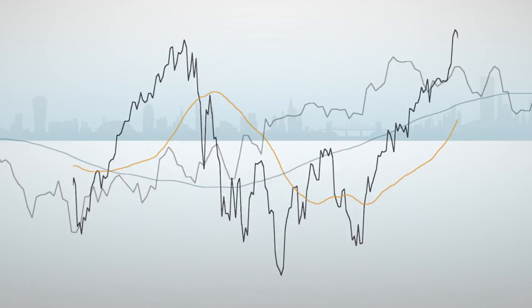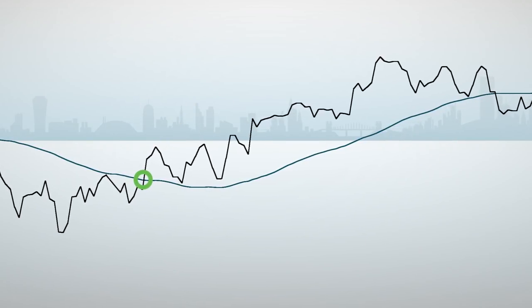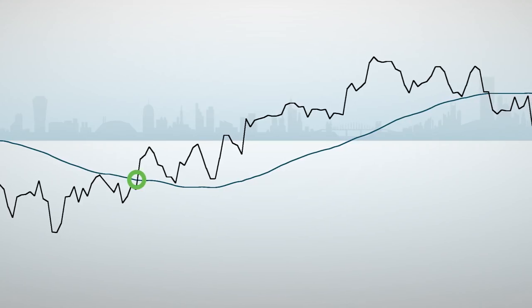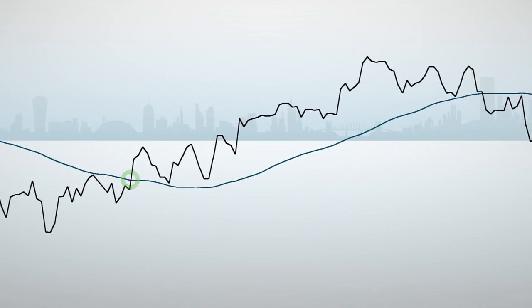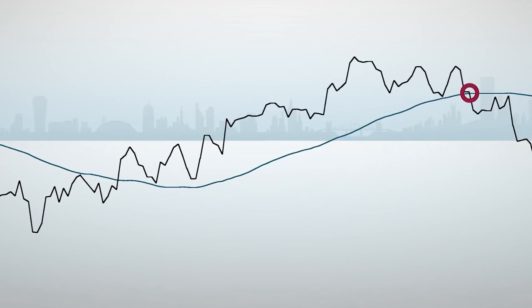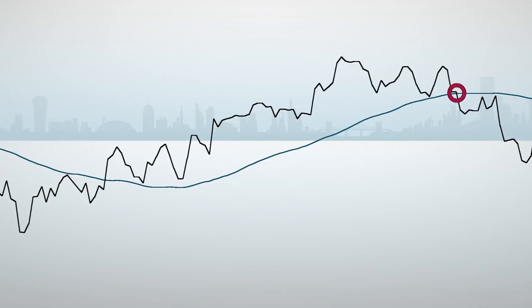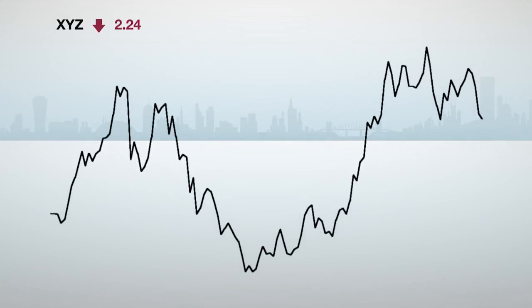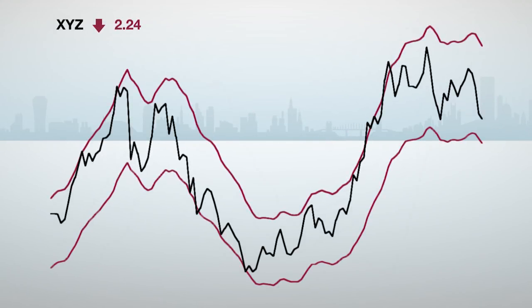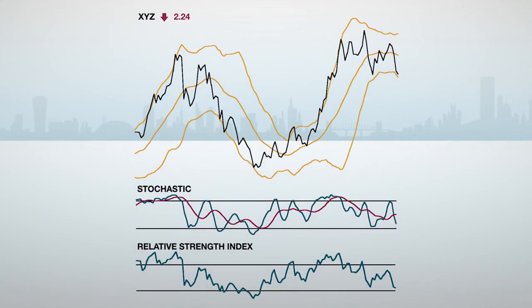So what does a moving average tell you about an investment? Imagine a stock's price crosses above its 50-day moving average. This may indicate that the stock is outperforming its recent history. This could be an entry signal. Similarly, if the stock begins to fall and dips below its moving average, it could be an exit signal. Moving average lines are only one of many technical indicators investors may use. Other common indicators include price envelopes, Bollinger Bands, stochastic oscillators, and the relative strength index.